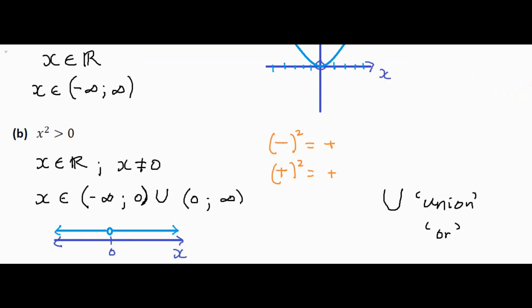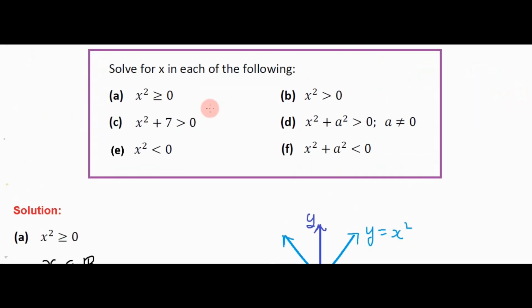Let's look at the third inequality. We have x squared plus 7 strictly greater than 0. In other words, positive.